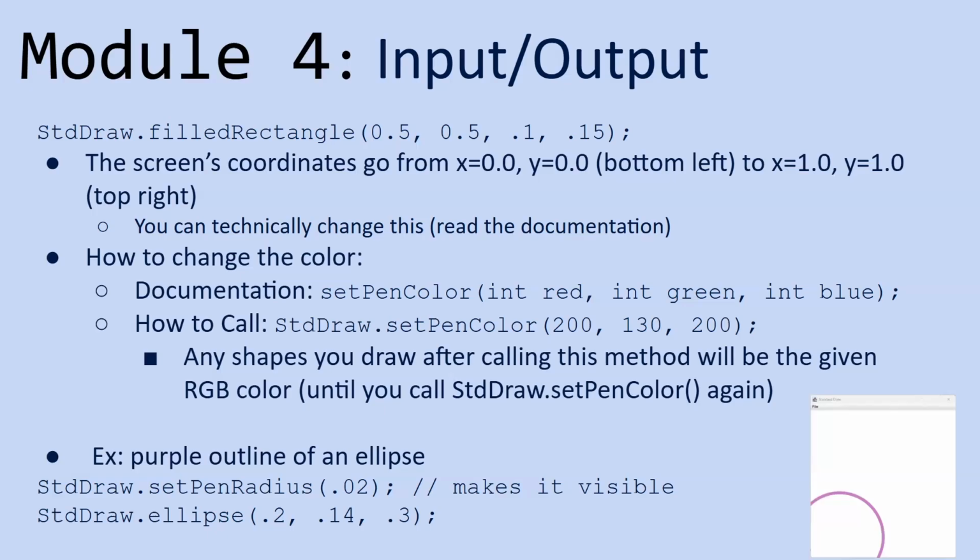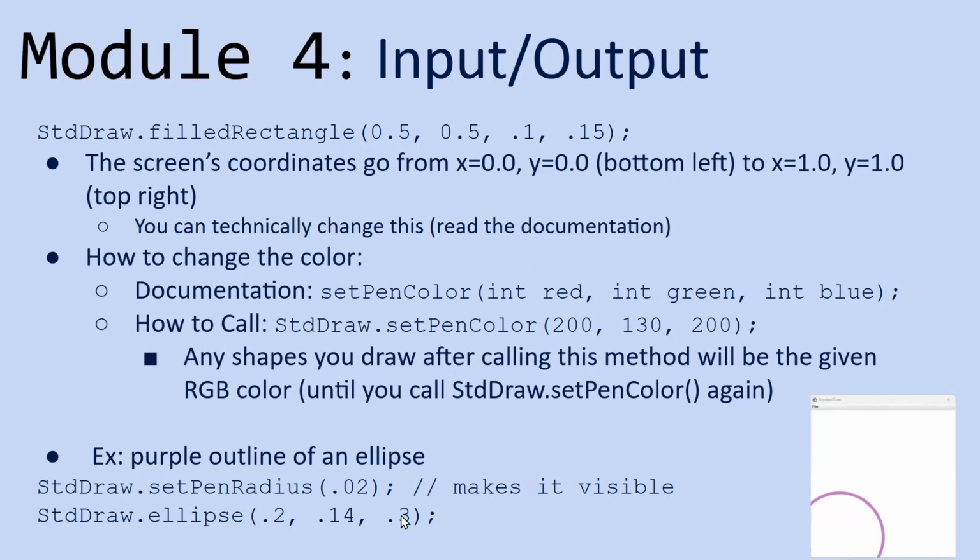So let's say I want to draw a purple outline of an ellipse. Well, there's another method, set pen radius. You can see its documentation on the website, but basically, you just put in a double that represents the width of the pen that's drawing each stroke. So just 0.02 is good for visibility. And then you can also look in the documentation for ellipse, basically an oval slash circle shape. The parameters represent the center of the ellipse and the radius. So first one is x, second one is y, and third one is the radius of the ellipse. So that's just how that line works.